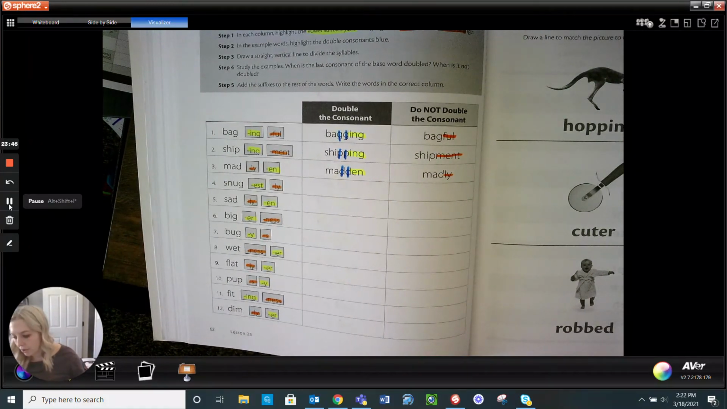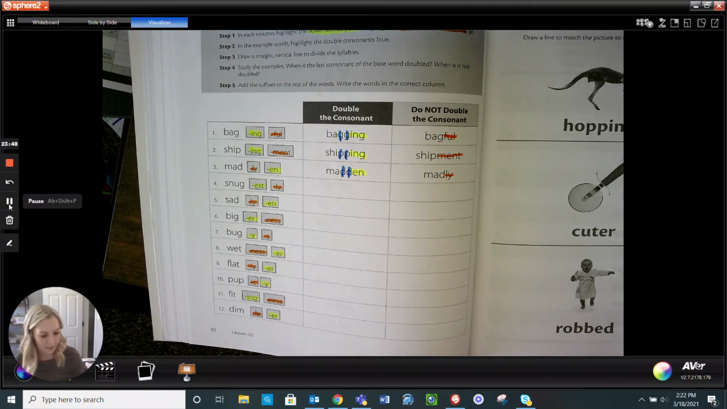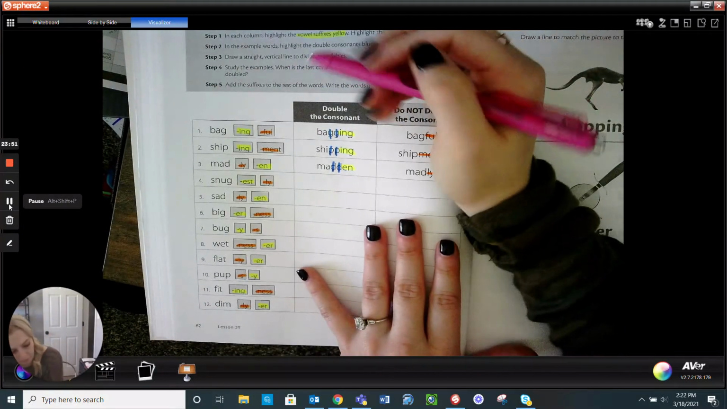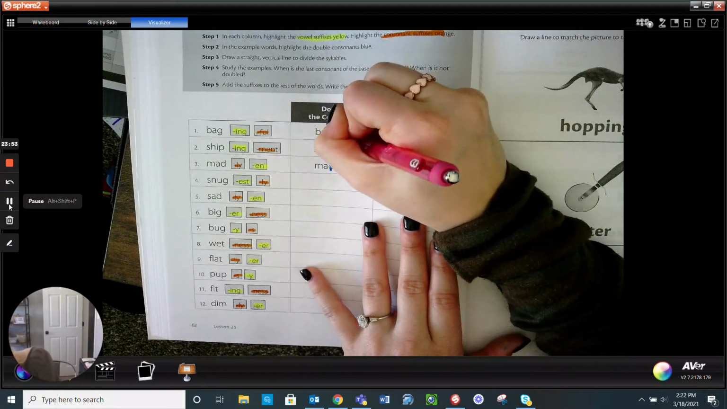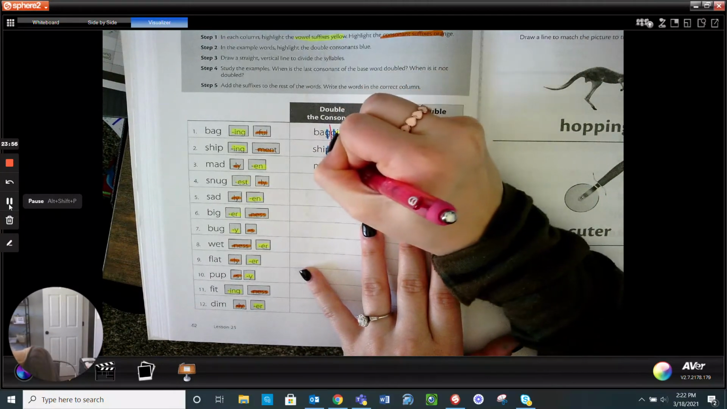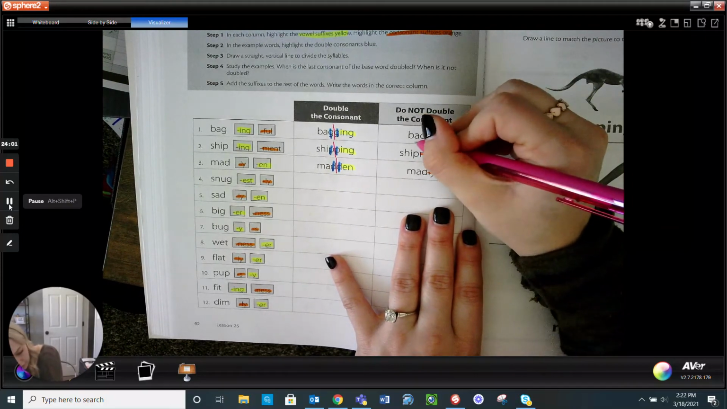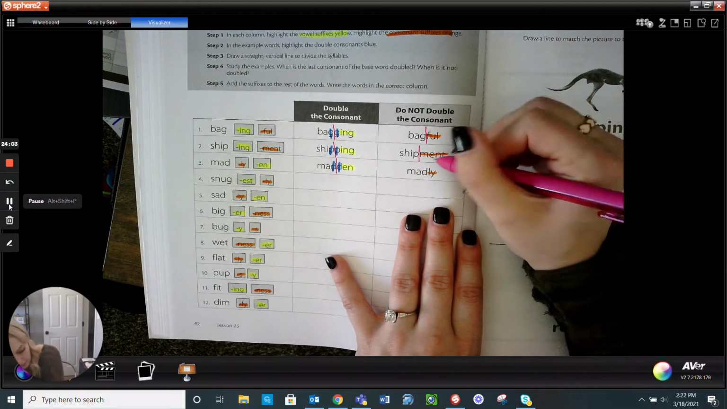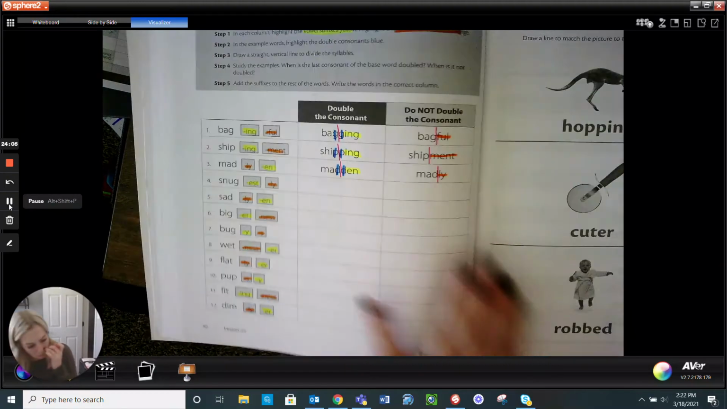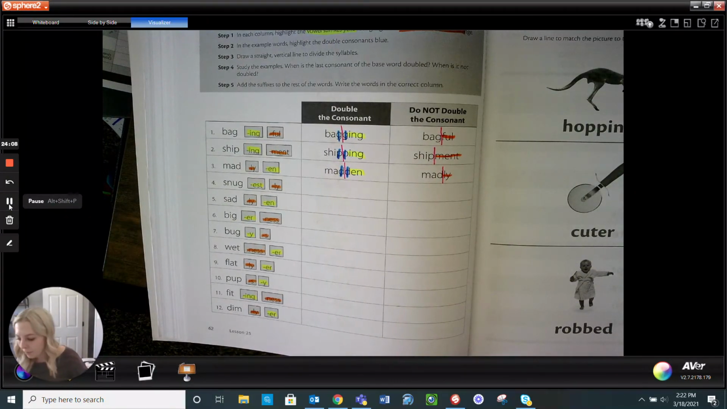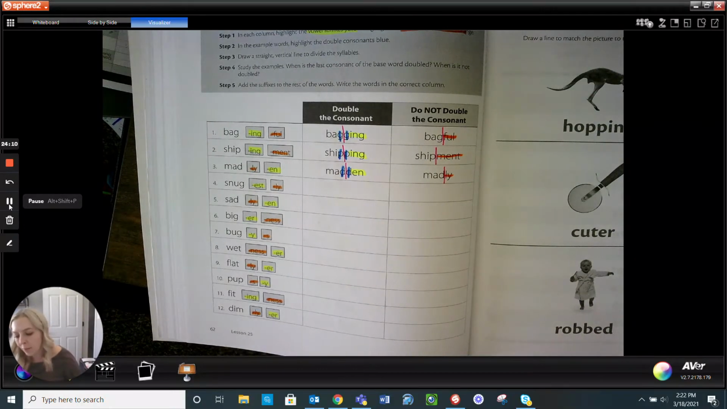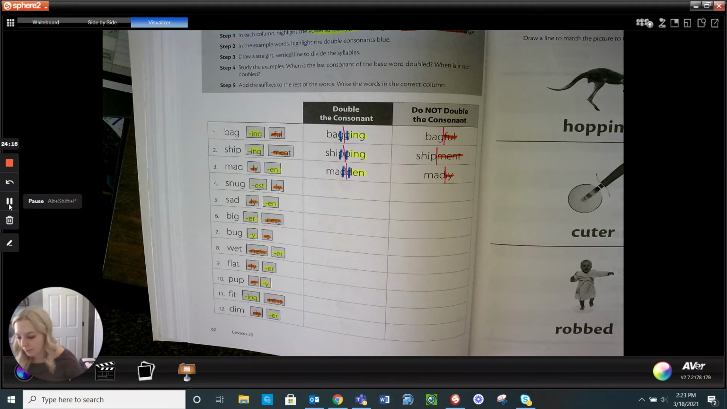Step 3, draw a straight vertical line to divide the syllables. Bagging, shipping, madden, bagful, shipment, madly. Okay, now study the examples. When is the last consonant of the base word doubled? When is it not doubled? And then we're going to add suffixes to the rest of the words and write the words in the correct column.